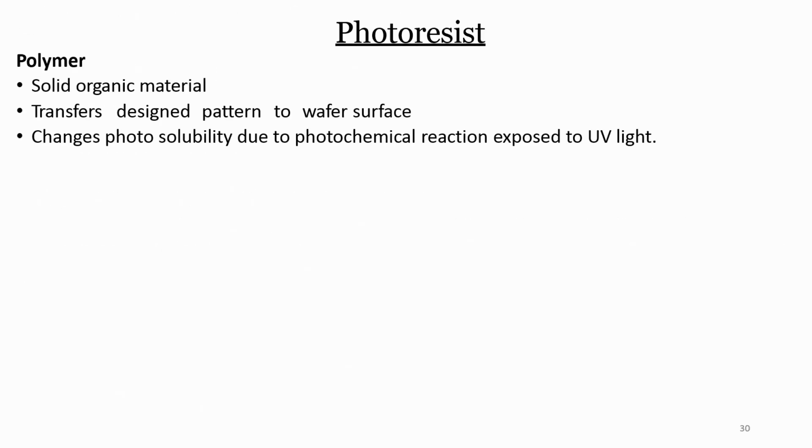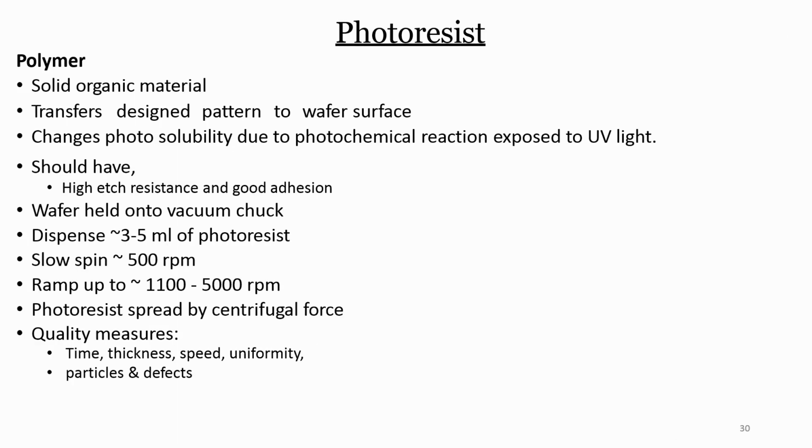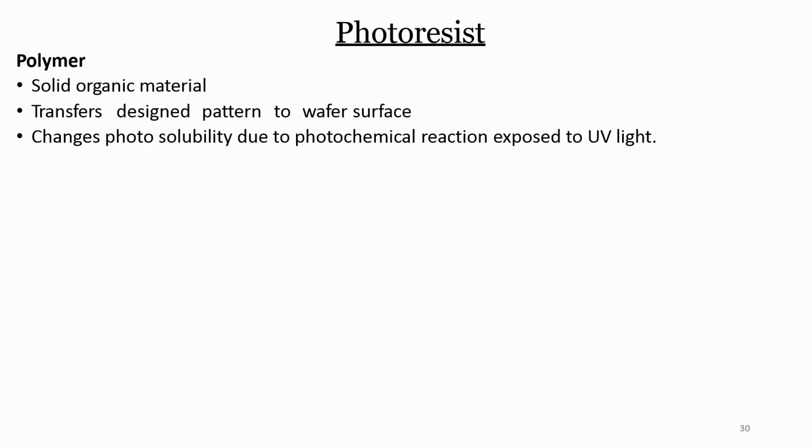So, what is photoresist? Photoresist is a solid organic material. It is used for transferring the design pattern to the wafer surface, and it changes photosolubility due to a photochemical reaction when exposed to UV light. Okay. So, let us first understand the role of photoresist. There are two types, one is positive photoresist, second is negative photoresist.